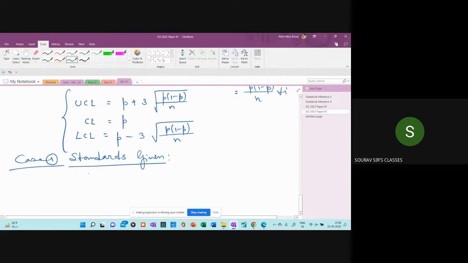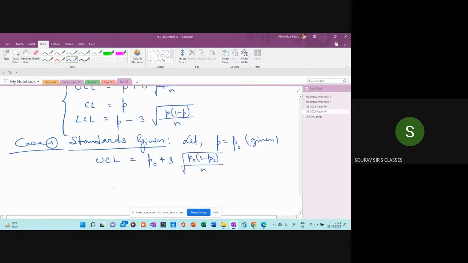Standards given, let p equal p naught, given. If it is given, then my UCL will be p naught plus 3 into the square root of p naught into 1 minus p naught by n. My CL will be p naught itself, and my LCL will be p naught minus 3 into the square root of p naught into 1 minus p naught by n.